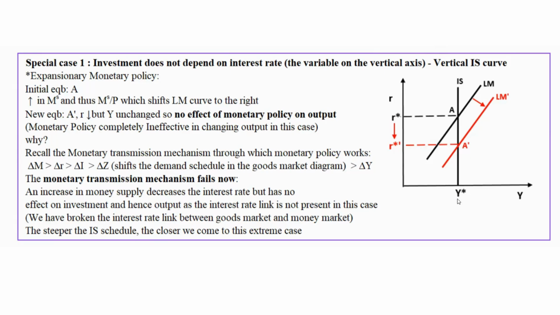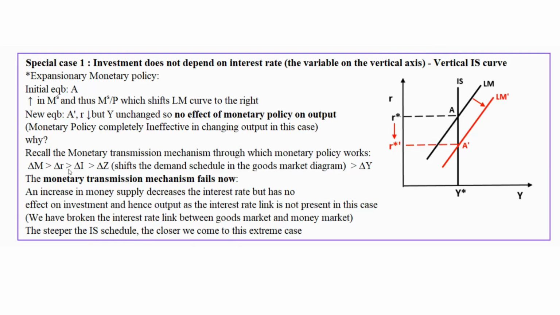Now, if we try to understand the economic intuition behind this, whenever we look at effectiveness of monetary policy, we're always looking at the monetary transmission mechanism through which monetary policy works. We know money supply changes, that changes interest rate, which changes investment, which changes demand, which changes output. But now when you have a vertical IS curve, the monetary transmission mechanism fails. Why? Because an increase in money supply will still decrease interest rate. This link is still present. When money supply changes, interest rate changes.